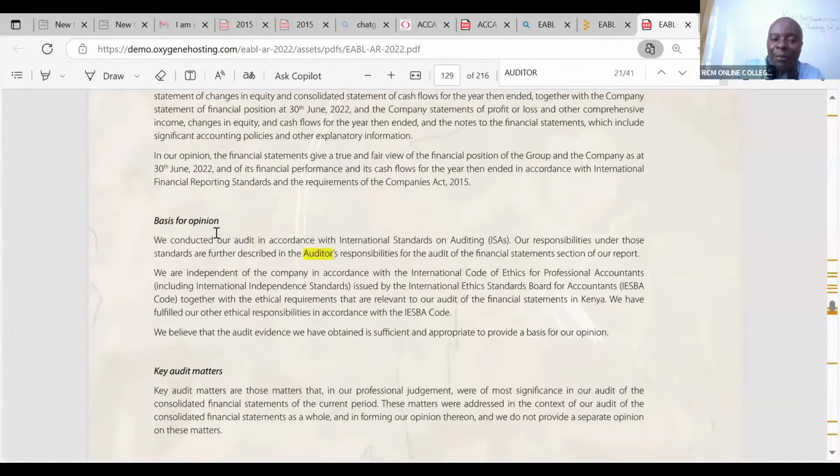Basis for opinion, very, very important. We conducted our audit in accordance with the ISAs. Our responsibilities under those standards are further described in auditor's responsibilities for the audit of the financial statements section of our report. We are independent of the company in accordance with International Code of Ethics for Professional Accountants, etc. We believe that the audit evidence, because we formed this basis on the audit evidence we collected.